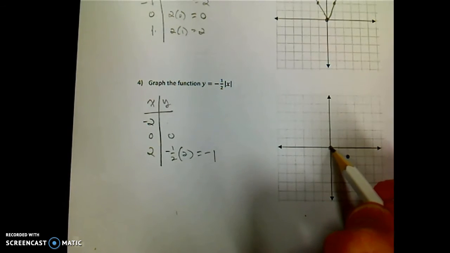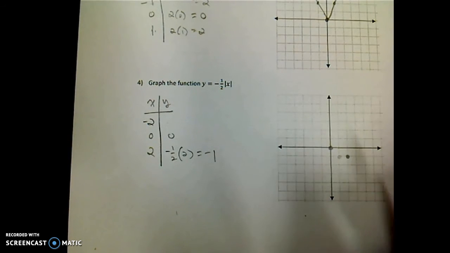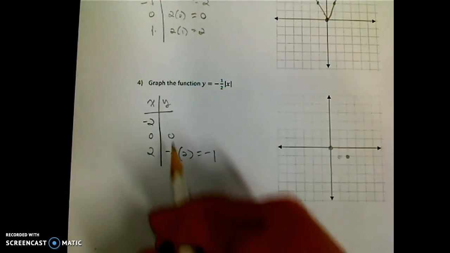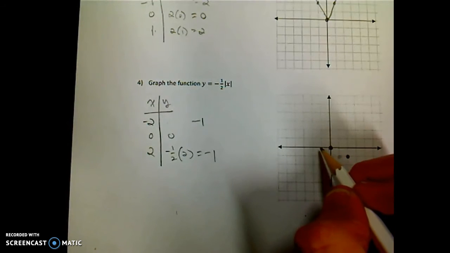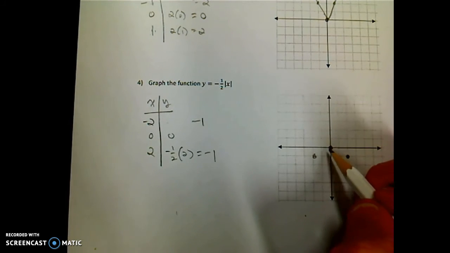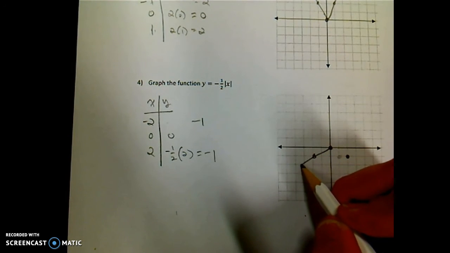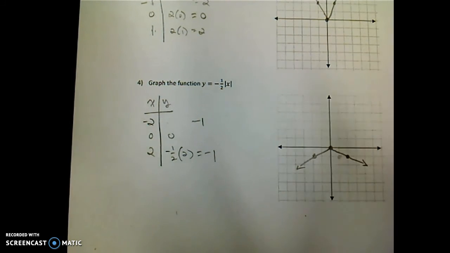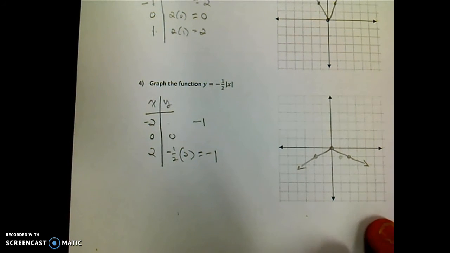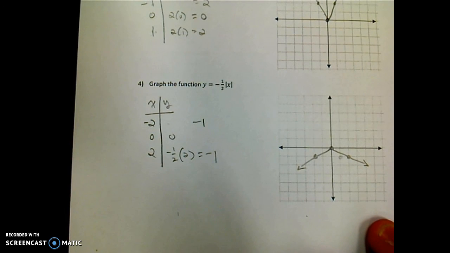My vertex is going to be at the origin, 0, 0. And by symmetry, when x is negative 2, y is also going to be negative 1. And so this will be our graph, which not only opens down, but is wider as well. That's what our students practiced today as far as graphing absolute value functions.